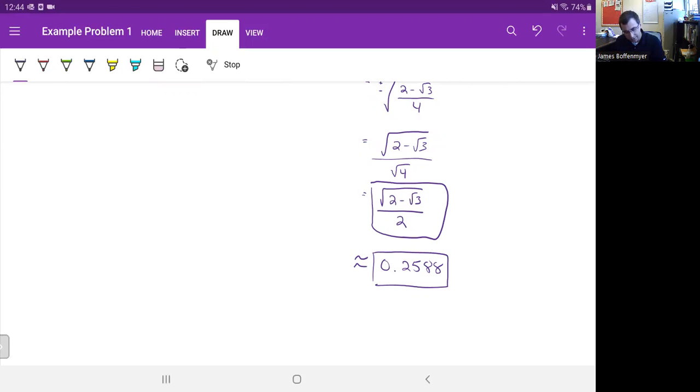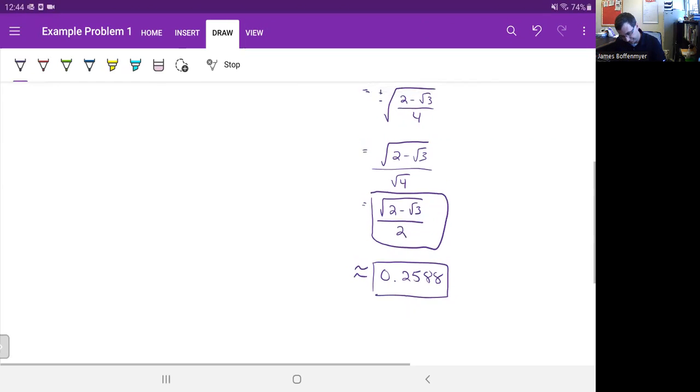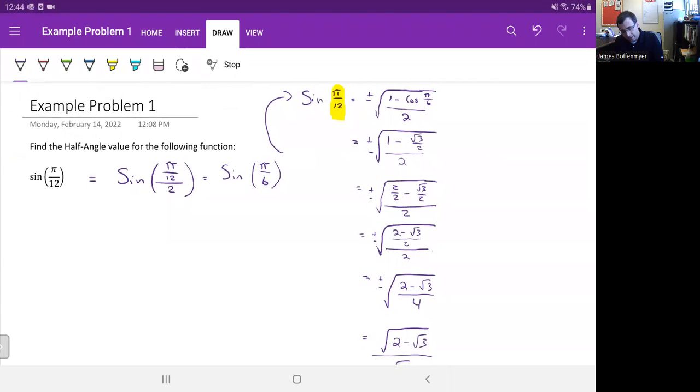Okay. So just to recap, we took the angle that we were given, pi over 12. We divided it by 2. So that's where we got the pi over 6 from. Okay. So we used that pi over 6 in our half angle formula. So we didn't do anything else on the left side. On the right side is where we dealt with the pi over 6. Cosine of pi over 6 is the square root of 3 over 2.